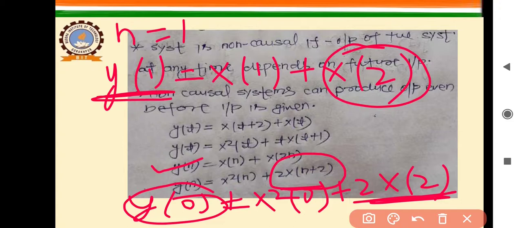Now we have seen some examples of causal and non-causal systems to clarify the basic concept of what the anticipative system is, what the causal system is, and what the non-causal system is. We will consider some more examples in the next slide.